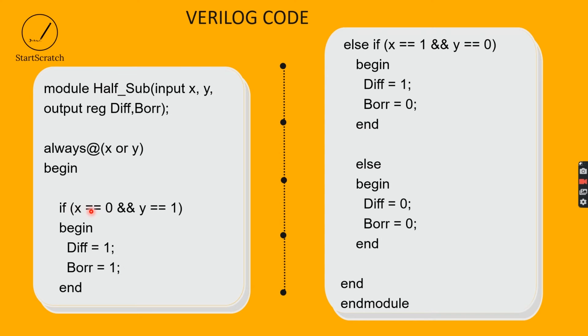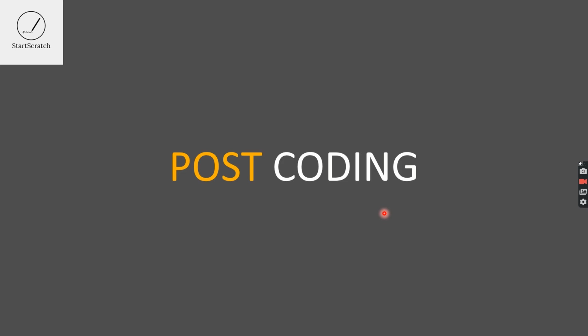Here it is. If x equal to 0 and y equal to 1, these two ampersands imply that if both are true, this condition will execute. Else, if these two conditions are true, then this will operate. Else this will operate. Now we shall move to the post coding part.